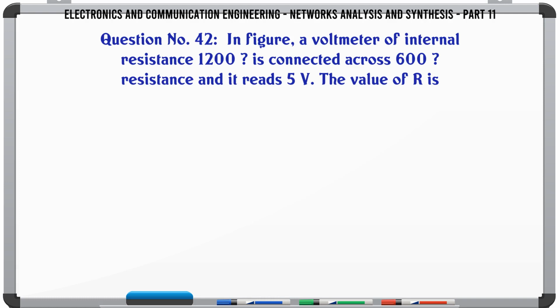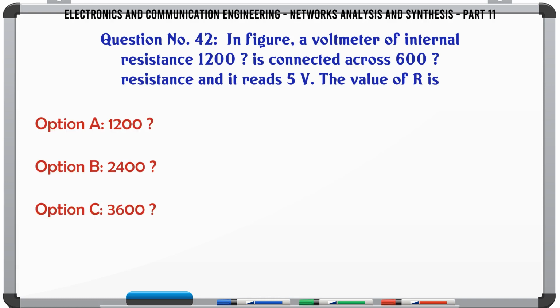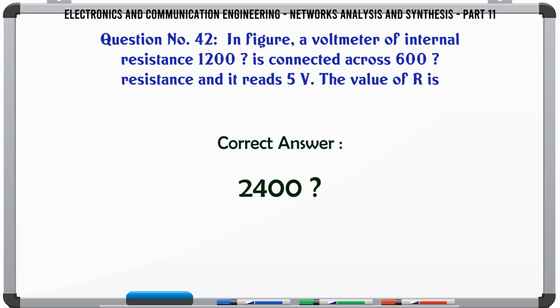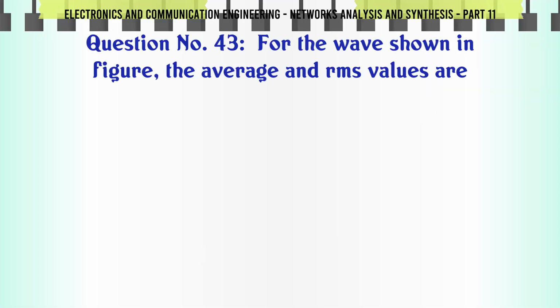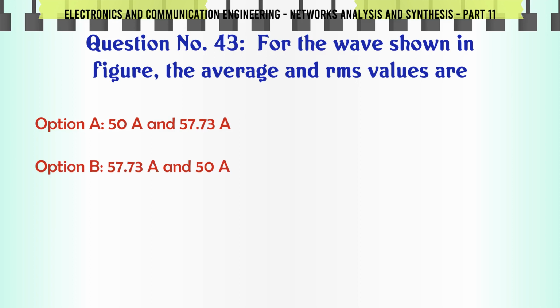In the figure, a voltmeter of internal resistance 1200 ohms is connected across a 600 ohm resistance and it reads 5V. The value of R is: A) 1200, B) 2400, C) 3600, D) 7200. The correct answer is 2400.